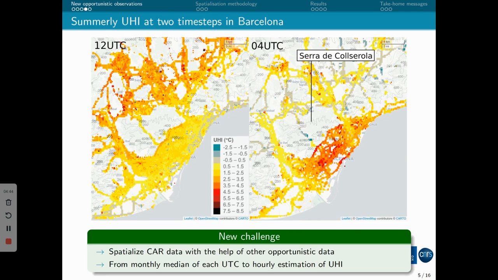So there is now a new challenge because these maps are averaged over the summer, where we have a lot of cars, but now we would like to spatialize this data at hourly time scale where you have, of course, much less data. And that's what I will now explain in the following of the talk.